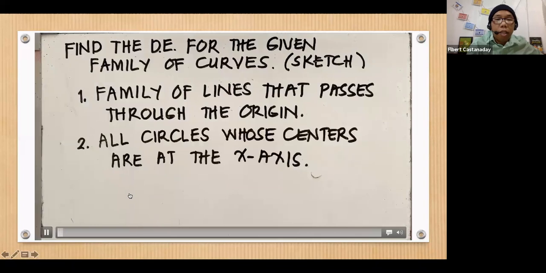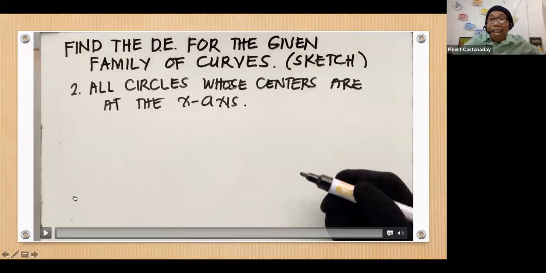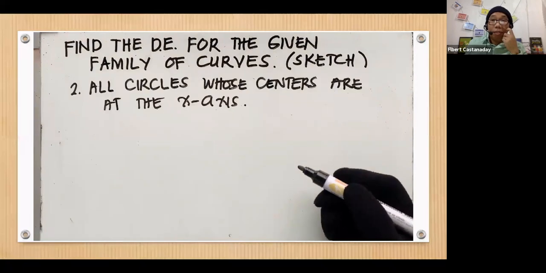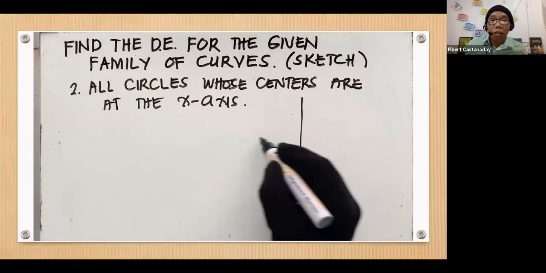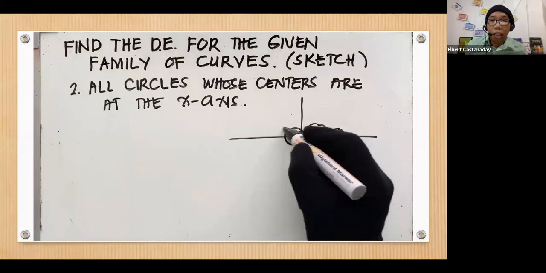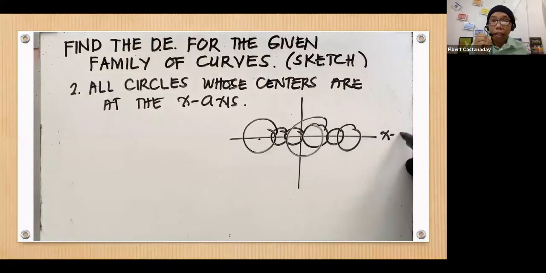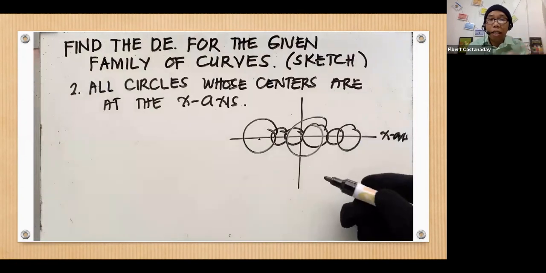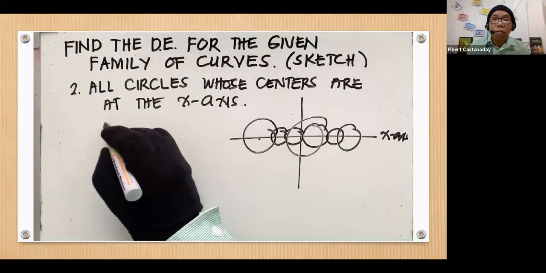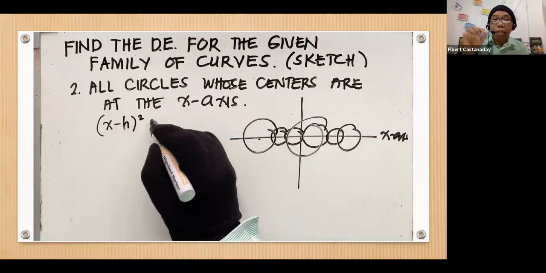All circles whose centers are at the x-axis. Okay, so recall ninyo yung equation ng circle. Or firstly, you can draw or you can illustrate first. Family of circles. Yung center ay nasa x-axis. So pwedeng malaking circle, small circle, big circle, and medium size. So the criteria is, of course, all those circles, yung center nila ay nasa x-axis.